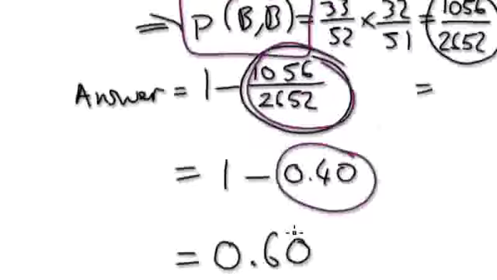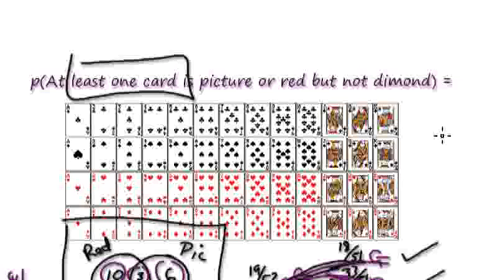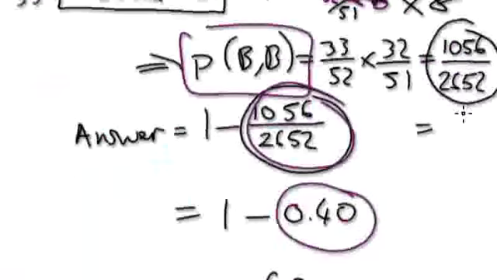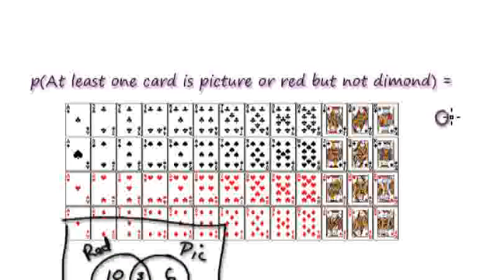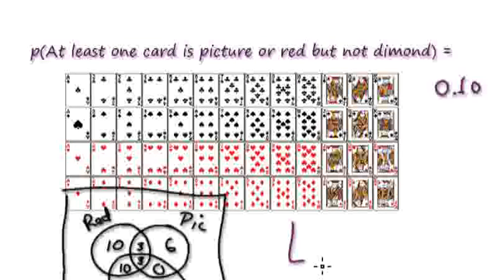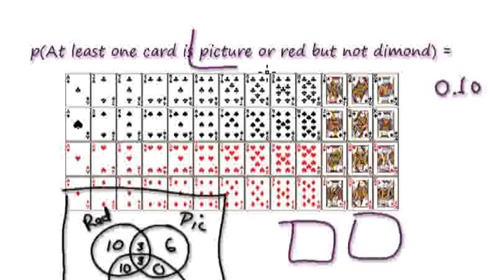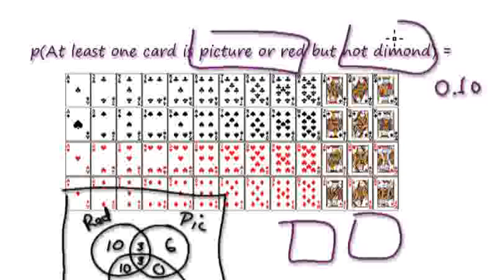So the overall answer is 0.60. If you were to pick out 2 cards at random, the probability of you getting at least one being a picture or red but not a diamond is 0.60, or roughly 60%. Okay.